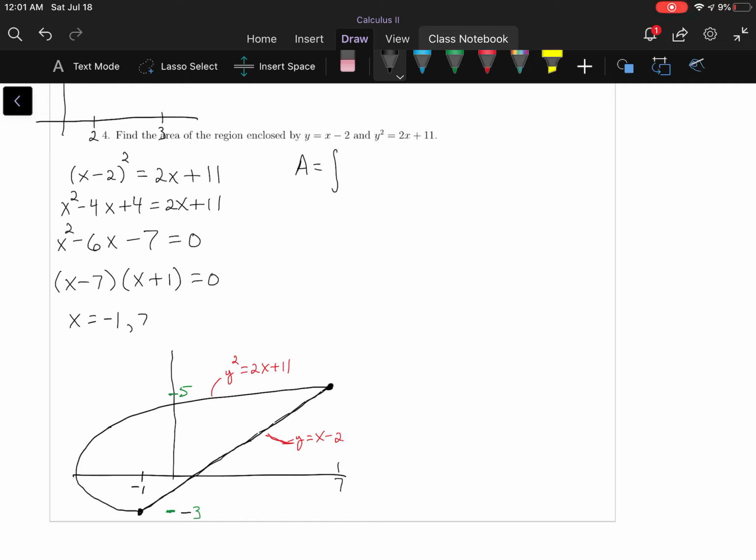I know that x is negative 1 to 7, so I need to find the corresponding y values. So at x is negative 1, y is negative 3. I just plug negative 1 into either of those equations. And when x is 7, using the first equation, y equals 7 minus 2 is 5. And so those are my two bounds. So I'm integrating negative 3 to 5. The rightmost function is x equals y plus 2, solving for x. And solving for x in the second function, I've got y squared minus 11 over 2.